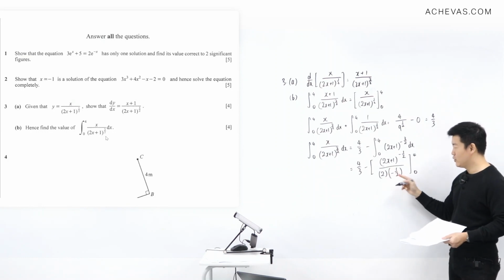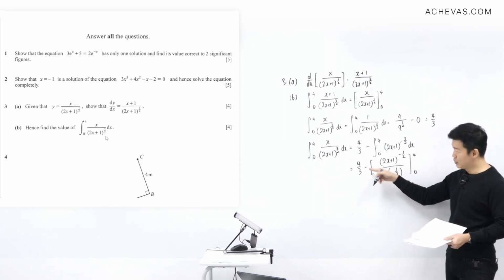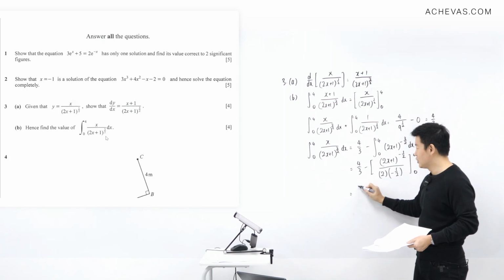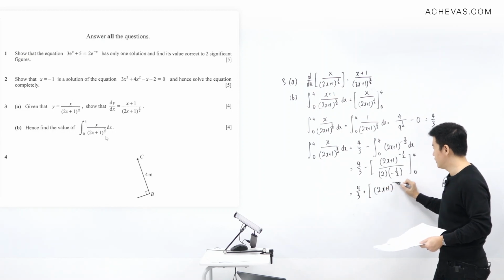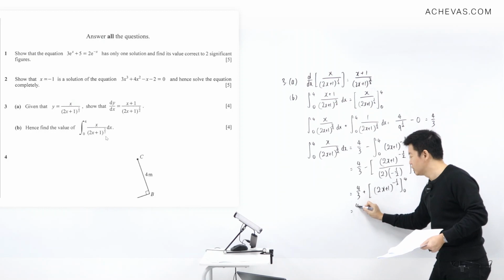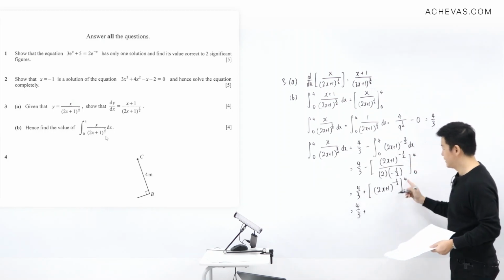So here, 2 and 2 can be cancelled. We have a minus 1. I'm going to just bring this minus 1 out. So we have 4 over 3 plus, now we have this 2x plus 1 to the power of minus 1 over 2 from 0 to 4. This is equal to 4 over 3 plus 4.